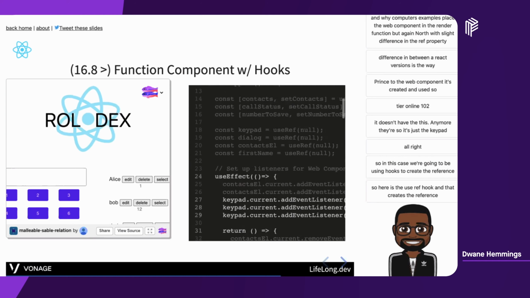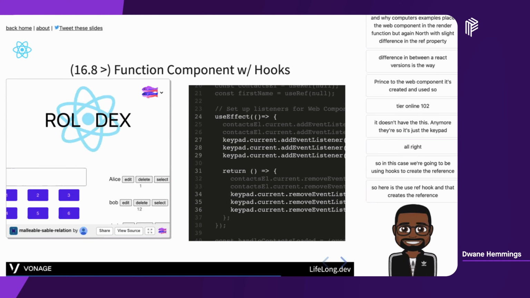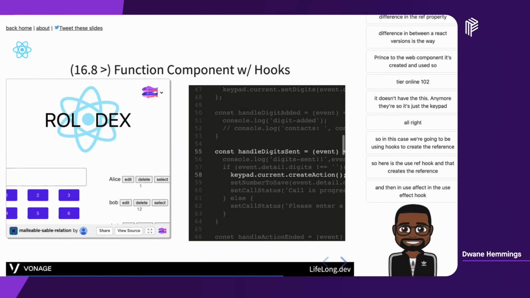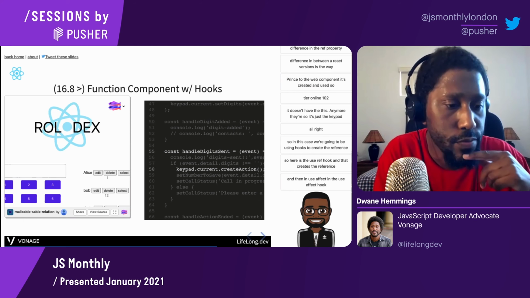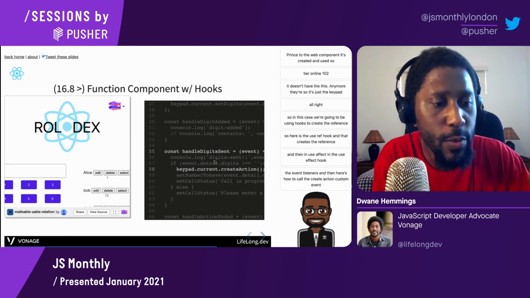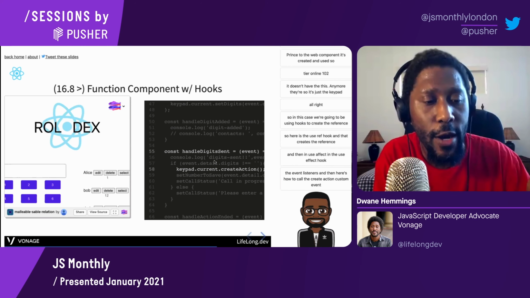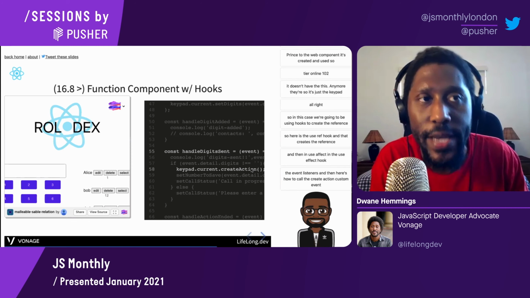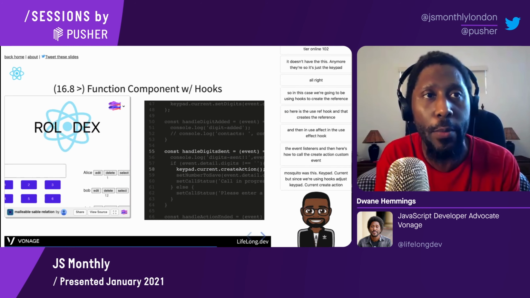And then in the useEffect hook, you add the event listeners. And then here's how to call the create action custom event. So again, it's keypad. Before it was this.keypad.current, but since we're using hooks, it's just keypad.current.createAction. So a slight difference from the one before, but it's doing a lot more things under the hood.